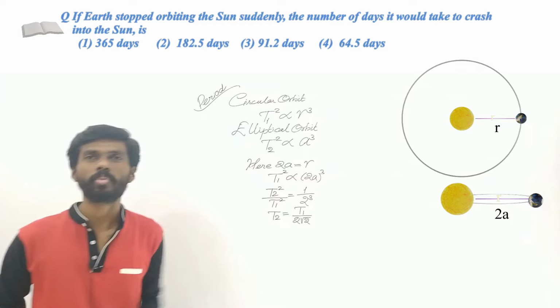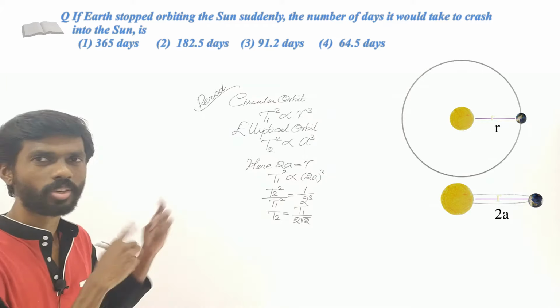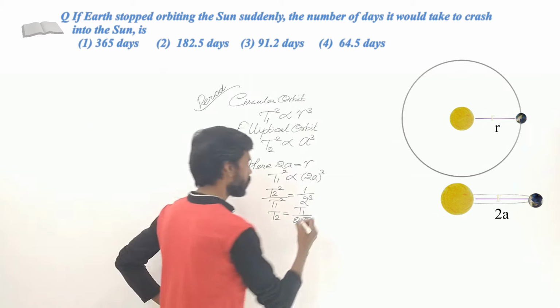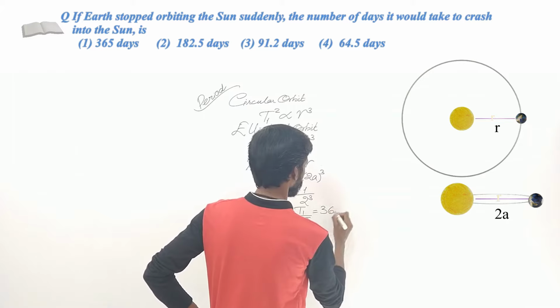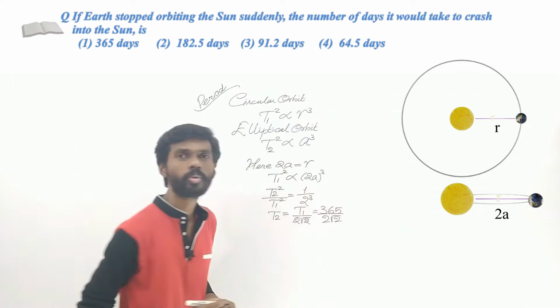Now, what is this T1? T1 is the normal time period of the planet Earth, right? That is in the first case, the circular orbit. So T1 is our 365-day period. So this is 365 divided by 2 root 2. If you do the calculation, you will get the answer.